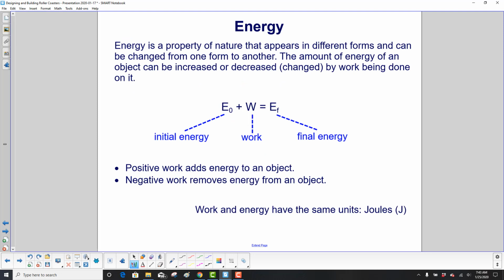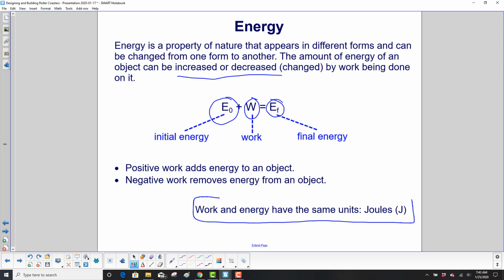Energy is a property of nature, and it's very hard to define, but it appears in different forms and can be changed from one form to another. The amount of energy of an object can be increased or decreased, frankly that's how you change things, by work being done on it. So we have our work-energy equation. We have an initial energy plus work is equal to final energy. Positive work will add energy to an object. Negative work removes energy from an object. And work and energy have the same units, joules.